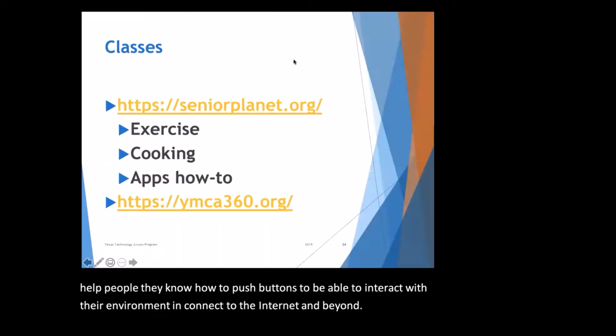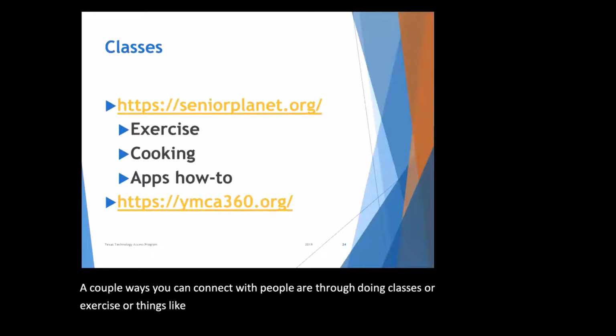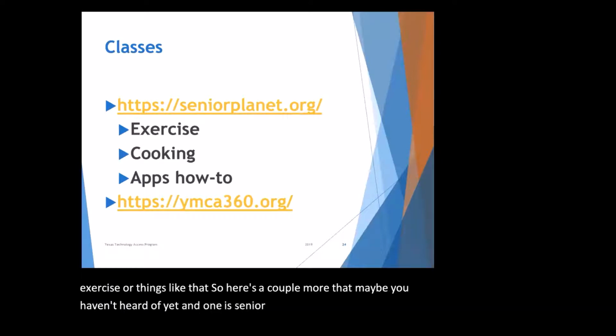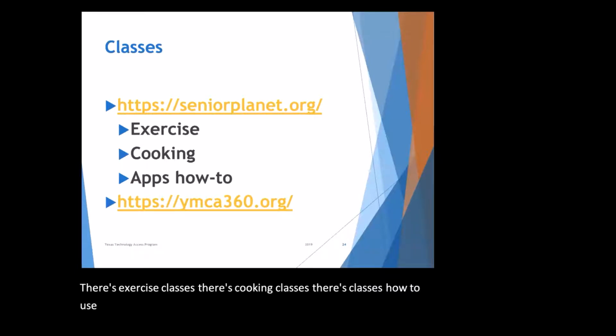A couple ways you can connect with people are through doing classes or exercise or things like that. So here's a couple more that maybe you haven't heard of yet. And one is seniorplanet.org. And on this website, there's exercise classes, there's cooking classes, there's classes on how to use different apps that you might not have heard of.